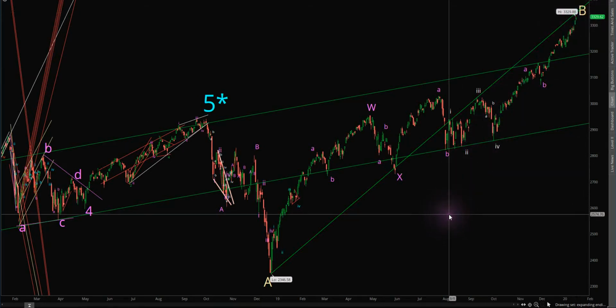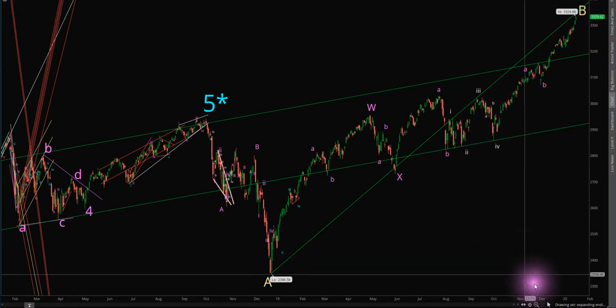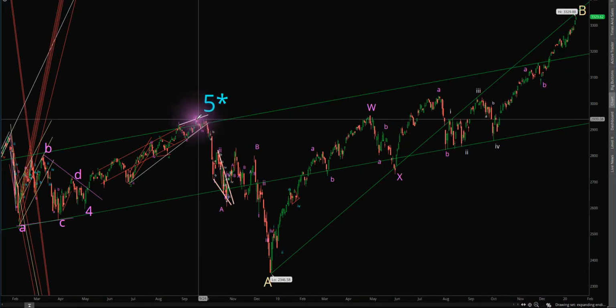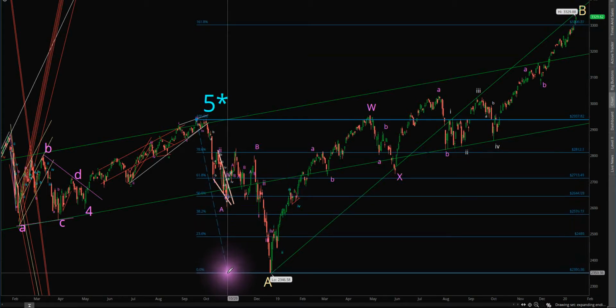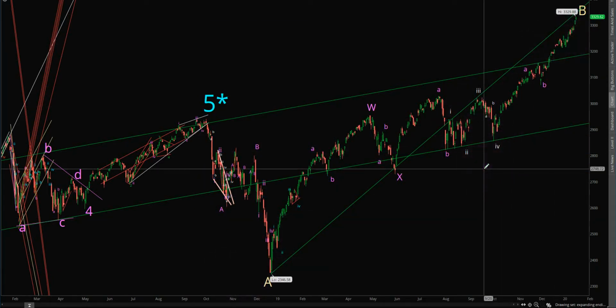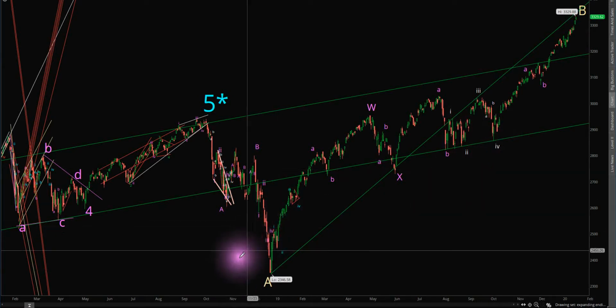I know this move looks very powerful, and it is powerful. Let me check the retracement at this point. So we have actually more than 161%. That's a lot more than expected at the start of this A wave. I never thought it would go this high, but yeah, new degree, new cycle, extreme moves.